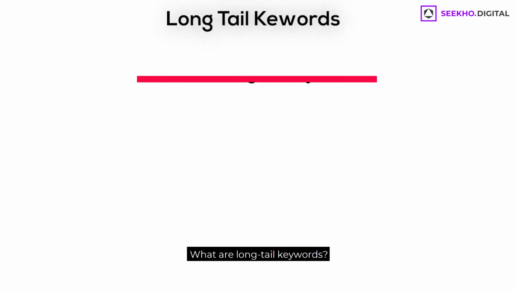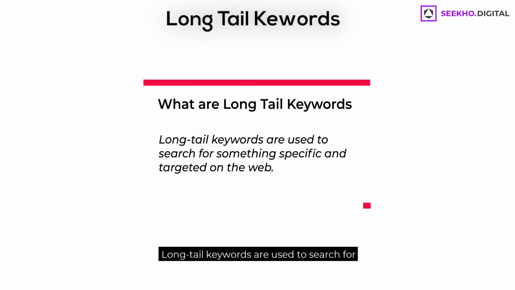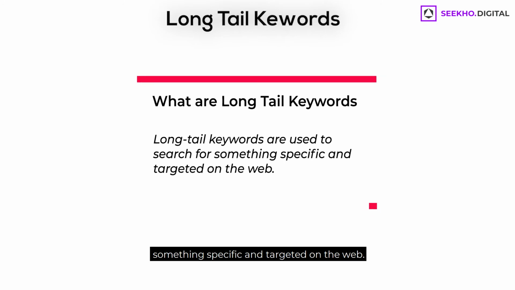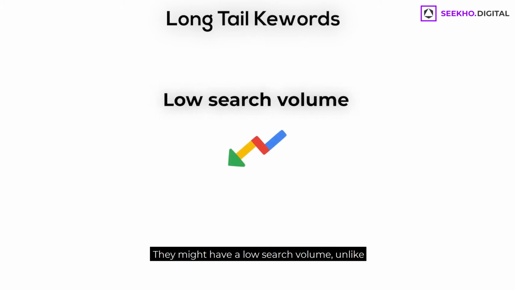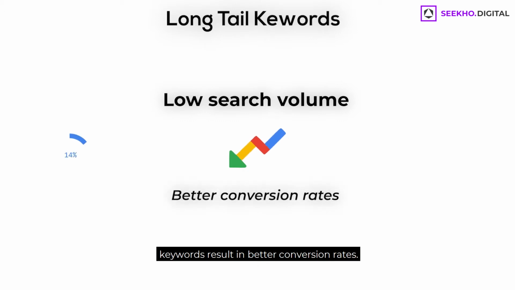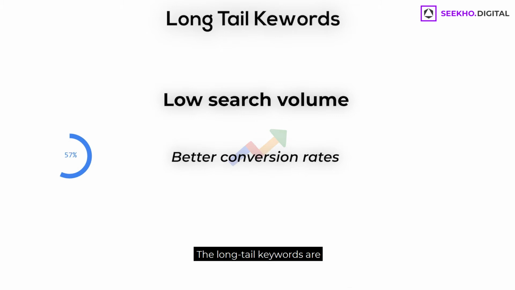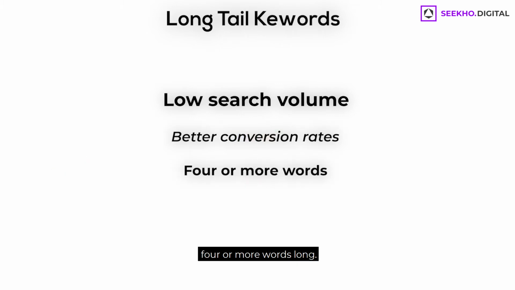What are long-tail keywords? Long-tail keywords are used to search for something specific and targeted on the web. They might have a low search volume, unlike the short generic keywords, which tend to cover a broad issue, but these long-tail keywords result in better conversion rates. The long-tail keywords are 4 or more words long.